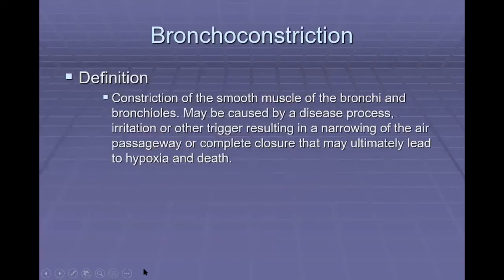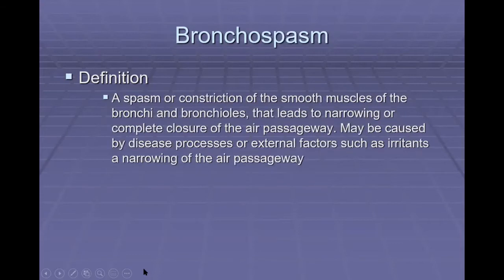So bronchial constriction, we just talked about the bronchi. The definition of bronchoconstriction is the constriction of the smooth muscles of the bronchi and the bronchioles. It may be caused by a disease process, irritation, or other trigger resulting in a narrowing of the airway passage or a complete closure that may ultimately lead to hypoxia and death.